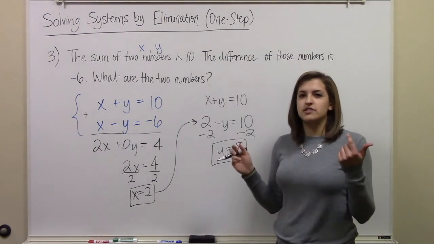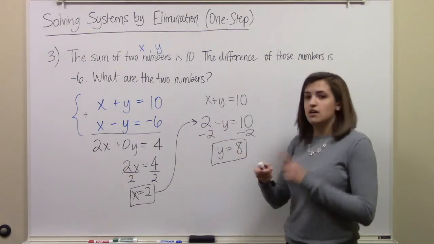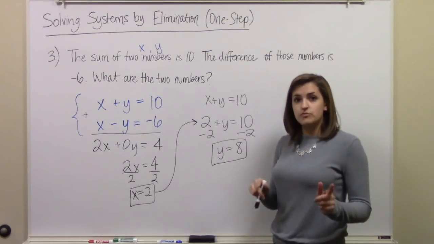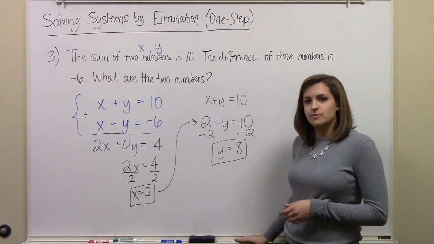You can double check yourself, make sure that this makes sense by plugging them back in. So the sum of the numbers is 10. 2 plus 8 is 10. The difference of those numbers is -6. 2 minus 8 is -6. So common sense tells us we've done well.